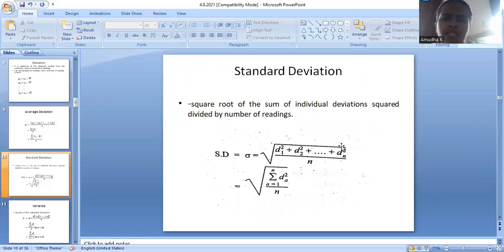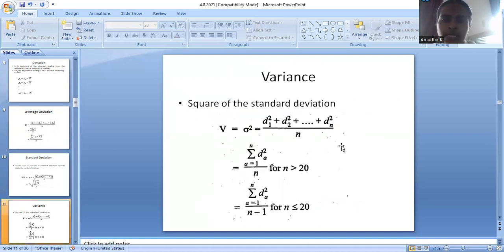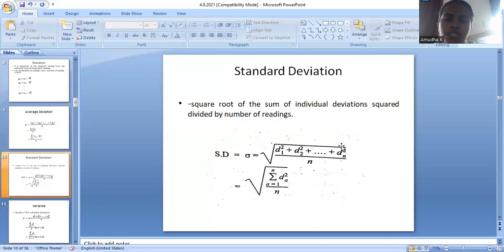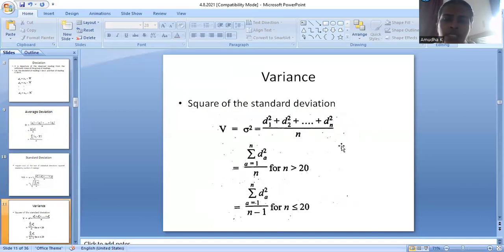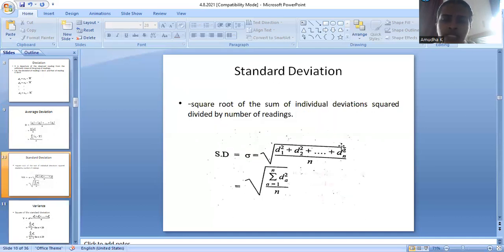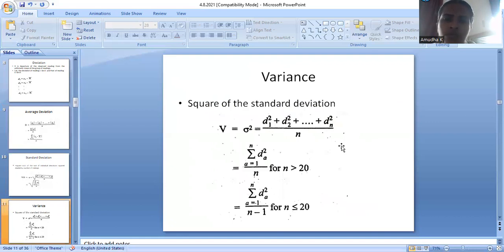Then standard deviation. Standard deviation is the square root of the sum of individual deviations squared divided by the number of readings. The standard deviation is expressed by the letter sigma, which is equal to the square root of d1 square plus d2 squared, etc., dn squared, by n. So this is standard deviation. And variance is just the square of the standard deviation, so the square root is cancelled. So the variance is d1 square plus d2 square plus etc., dn squared, by n. So that is variance.